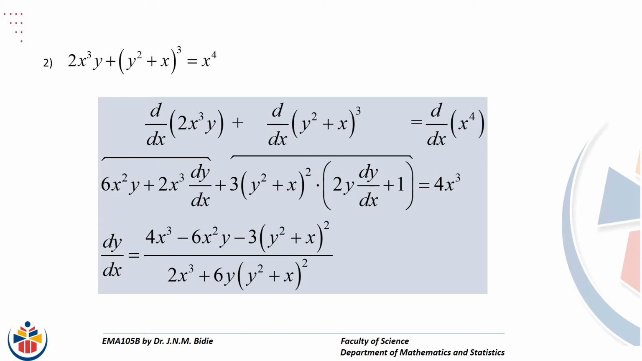We write it down, plus we need to do that multiplication. 3 was multiplying 2y, so that gives us 6y, and therefore multiplying (y squared plus x) all to the power 2. Please check my steps and fill in the missing steps.